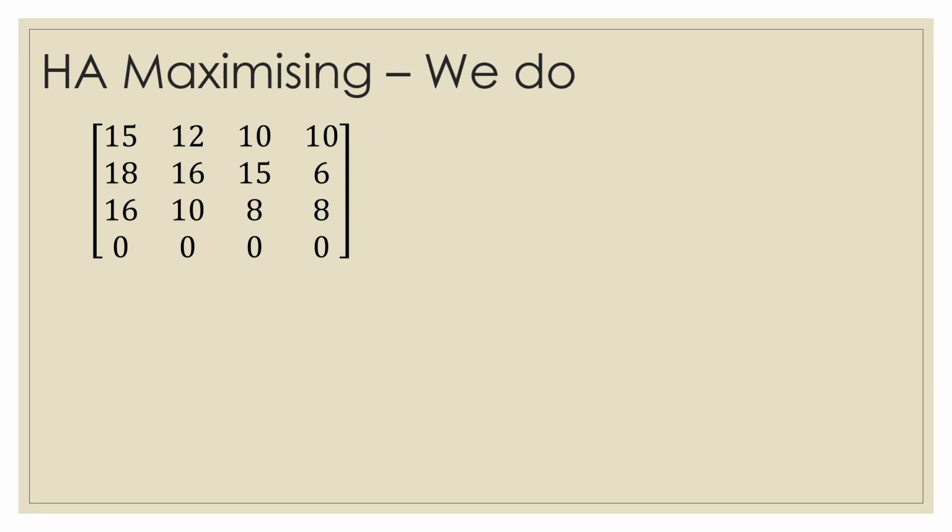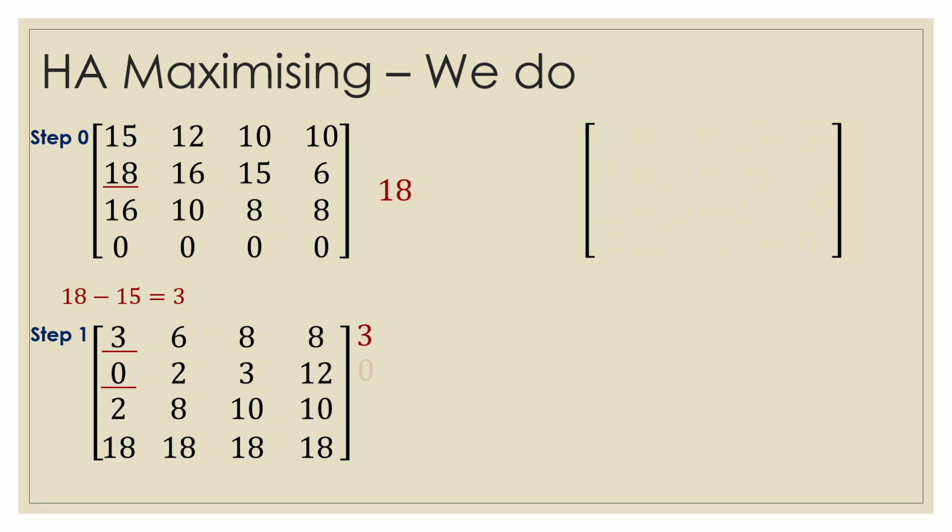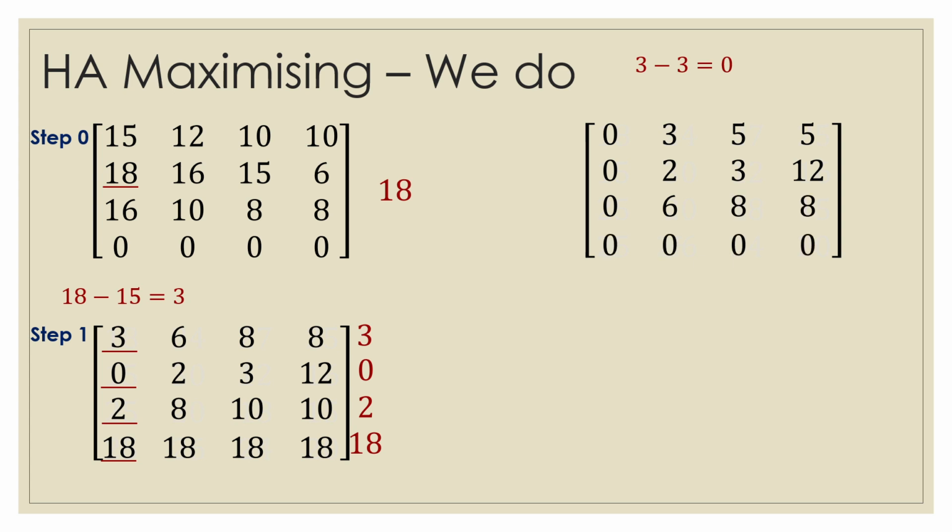From here, maximizing. So once again, choosing the largest value within the whole matrix C, which in this case is going to be 18. Subtract every value from 18, which is going to be like so. Once we've done that, run through our standard process, subtract rows. Smallest number in the first row 3, in the second 0, third 2, fourth 18. As we subtract all of the rows, we end up with this. There we go. Lots of zeros appearing.